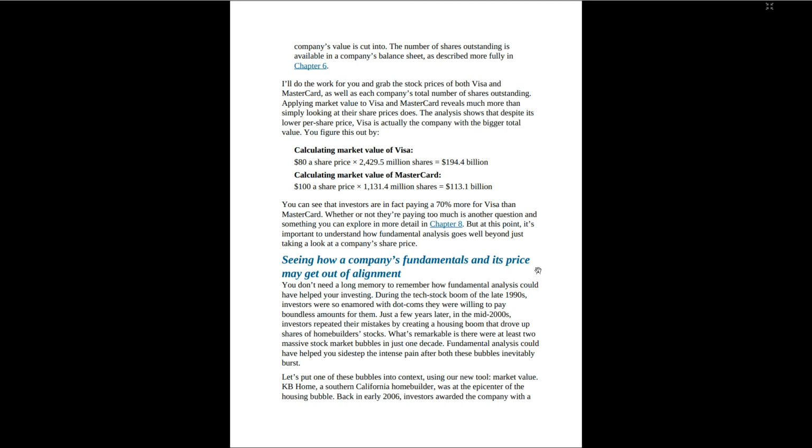Whether or not they are paying too much is another question and something you can explore in more detail in Chapter 8. But at this point, it's important to see how fundamental analysis goes well beyond just taking a look at a company's share price. Seeing how a company's fundamentals and its price may get out of alignment.